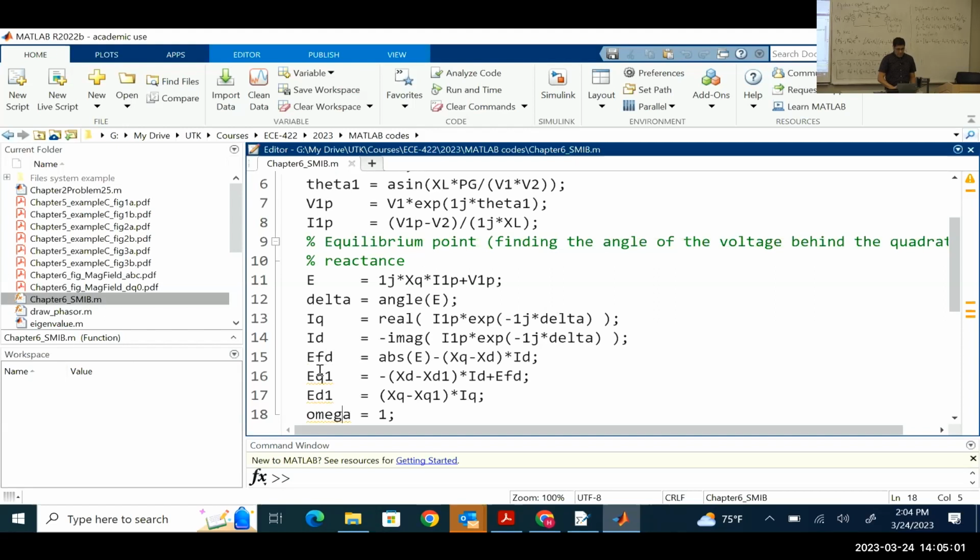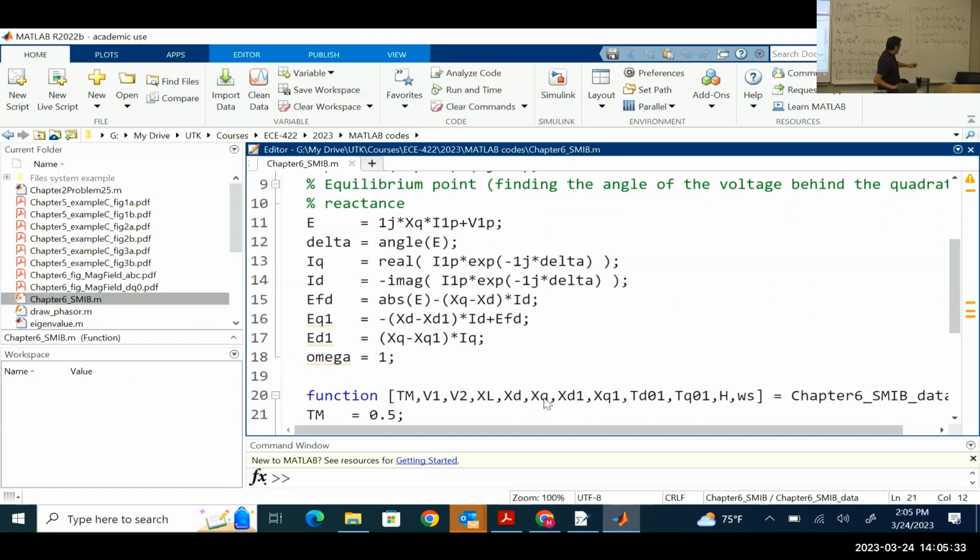So we have EFD, and then we go to the first differential equation here. If this is in a steady state, this is known. We have the current. We solve for EQ prime that will make this derivative equal to 0. So we solve for EQ prime, and the equation is in line 16. Same idea with the second differential equation. We set the derivative to 0, and we solve for ED prime, and that is line 17. In the following differential equation, this is easy. If this is 0, then the speed is 1 per unit, is synchronous speed.